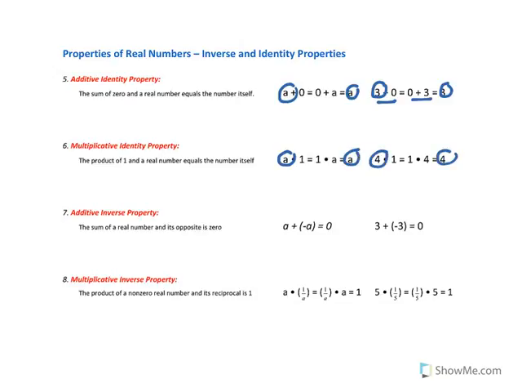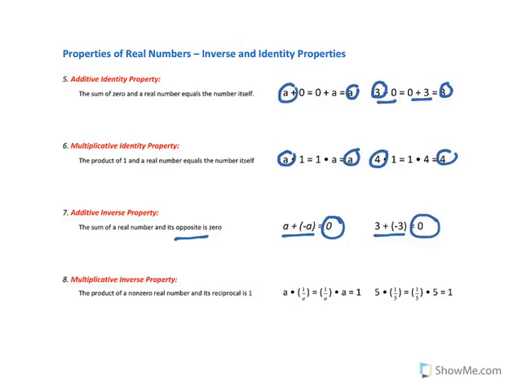You end up with what you started with. That's your identity properties. Your inverse properties, when you think of the additive inverse, think of opposites. So a number plus its opposite will always give you 0. 3 plus negative 3, 0.